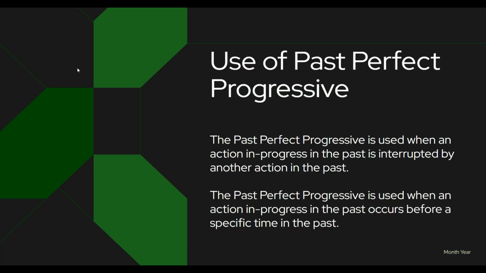So here are the two uses of the past perfect progressive. The past perfect progressive is used when an action in progress in the past is interrupted by another action in the past. The past perfect progressive is also used when an action in progress in the past occurs before a specific time in the past.